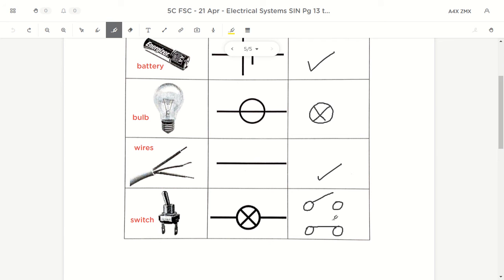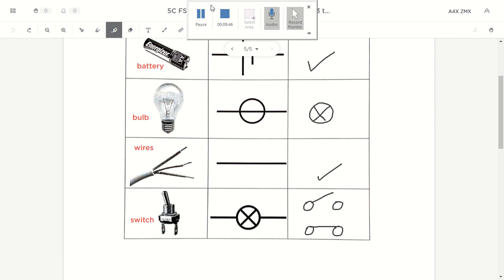Okay, so with that, I've gone through yesterday's work. Later on, I will be going through with you how to draw a circuit properly. And then after that, your homework will be some of the worksheets that I've given you before we start HBL.